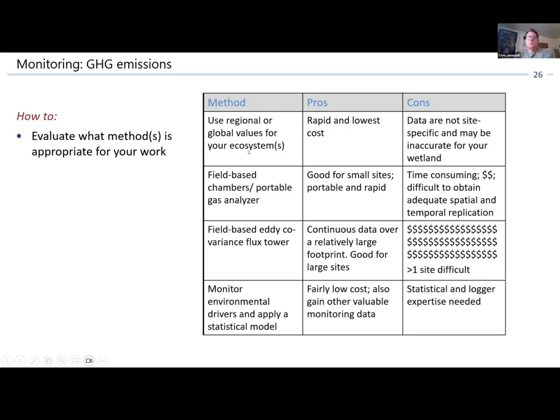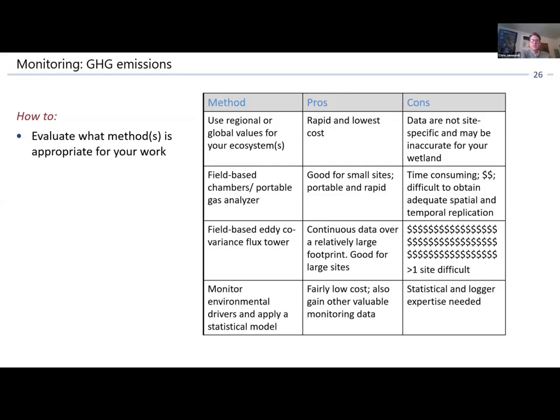First, you can use regional or global values of methane for your ecosystem. Of course, the pro of that is that it's rapid and the lowest cost, but the data may not be specific to the wetland you're really working at. You can use field-based chambers with a portable gas analyzer. These are great for small sites. They're portable and they're rapid, but they're moderately expensive and they're fairly time consuming to collect the data.